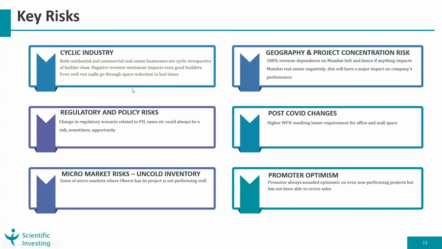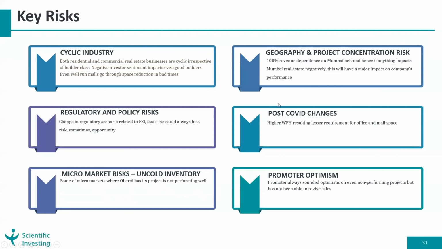So considering all of this, I think the cyclical industry is a risk, especially on the residential side. The regulatory policy around taxation, around the FSI and all, these are risks. There are micro market risks, like they have not been able to sell properly in Mulund. Then there is a geography and project-based risk, because if anything bad happens to the Mumbai market, or projects where they have significant exposure, if they don't do well, they may not be able to achieve the same level of profitability.